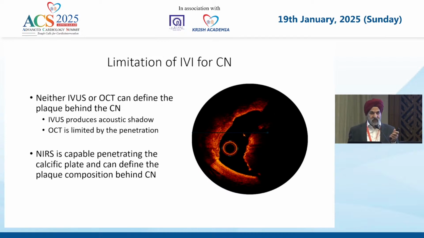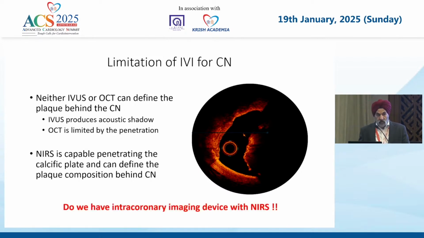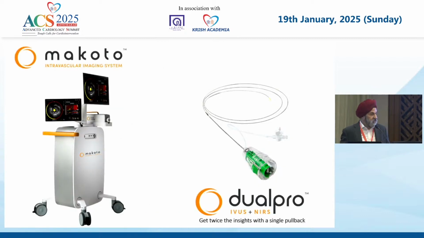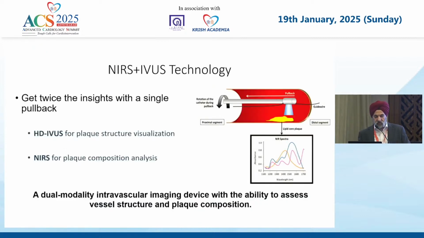There's one technology which has been found to be slightly useful in the imaging segment, which is near-infrared spectroscopy. Now, near-infrared spectroscopy is capable of telling you about the configuration of the plaque behind the calcium plate, which neither IVUS or OCT can tell you. Do we have an equipment to study the same? Yes, we have the Makoto machine with us. This is a dual imaging catheter system which gives you co-registered images of IVUS as well as NIRS, so that you get to know the plaque morphology as well as the composition of the plaque. HD IVUS is going to tell you what is the structure, and the NIRS is going to tell you what is the composition of this plaque.